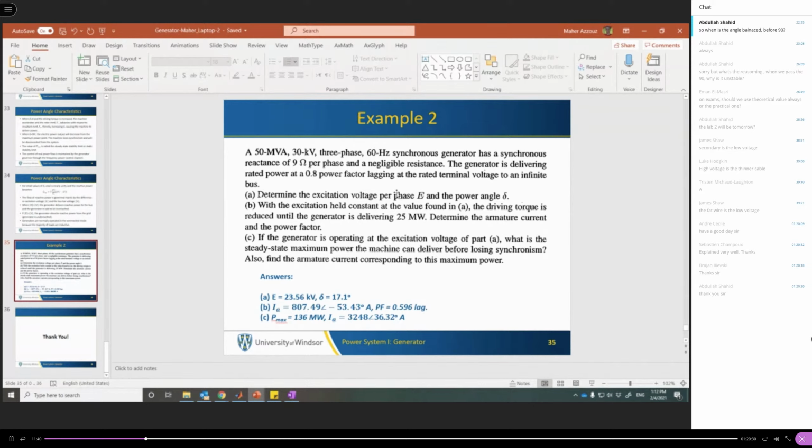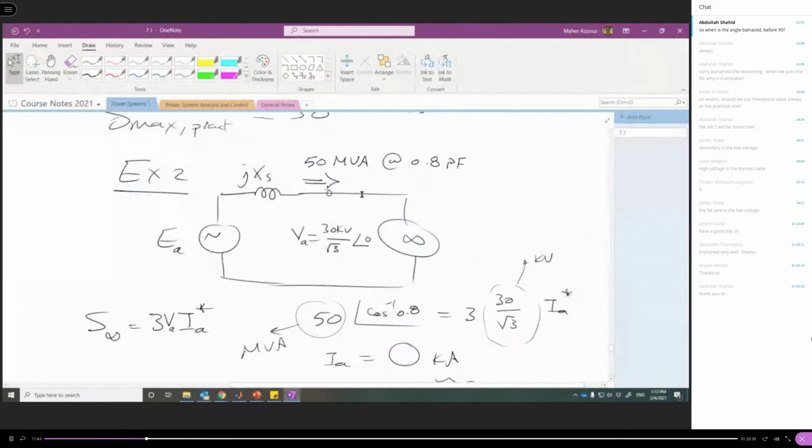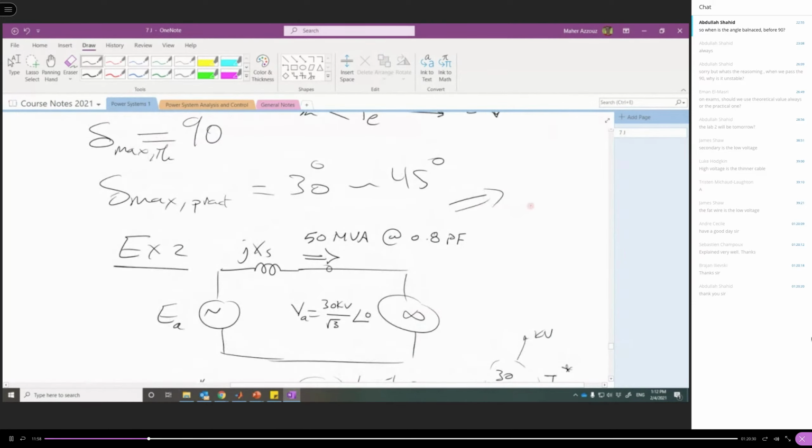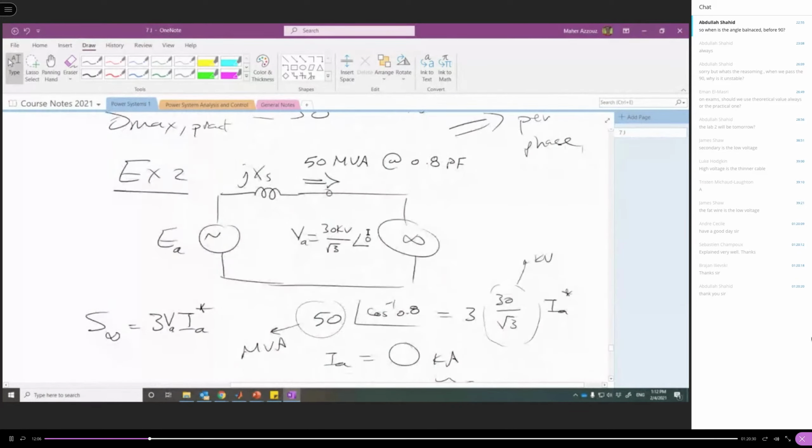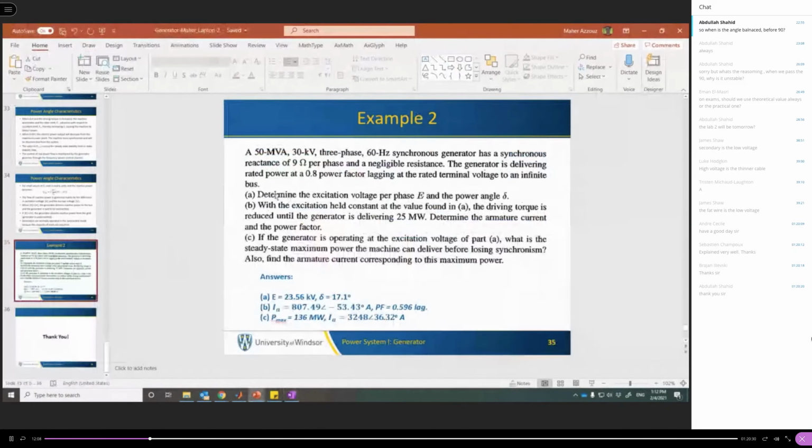Okay, so we have this circuit. So we have the generator, we have jXs. The infinite bus has a constant voltage, which is the rated voltage, 30 kilovolt divided by √3, because we have to solve this circuit per phase. Remember, everything should be solved per phase. We have the power factor, we have S. The first part here is to determine the excitation voltage per phase E, and the power angle delta.